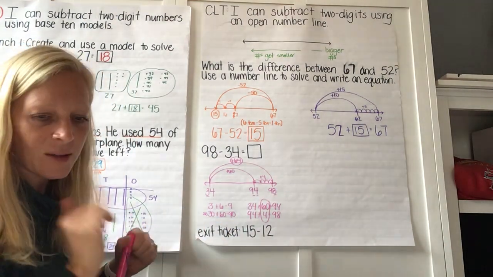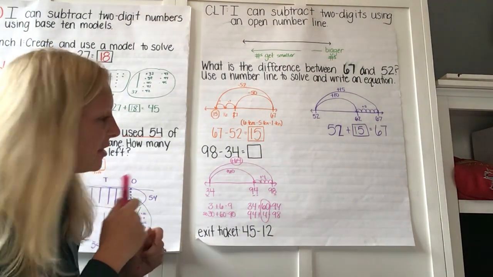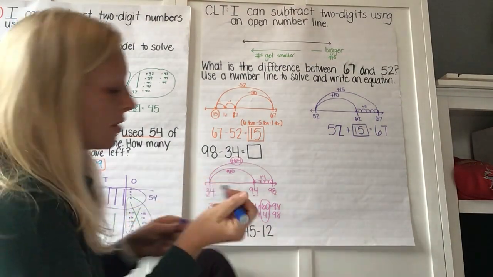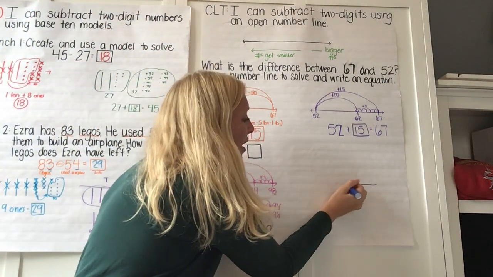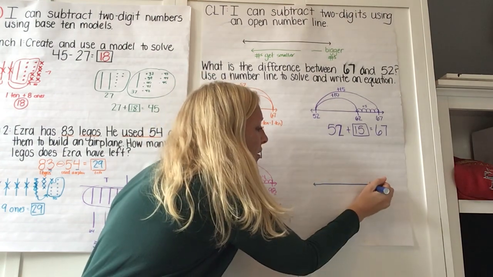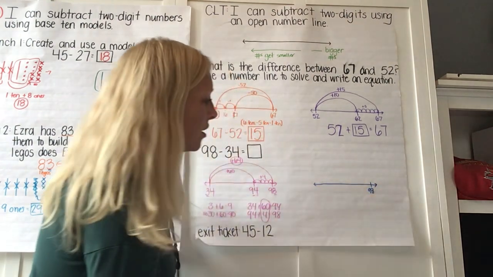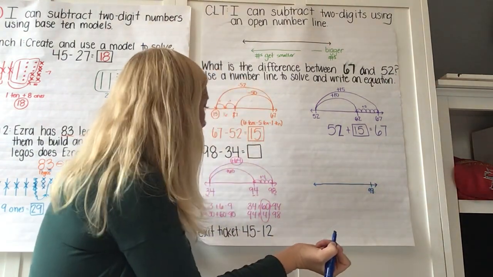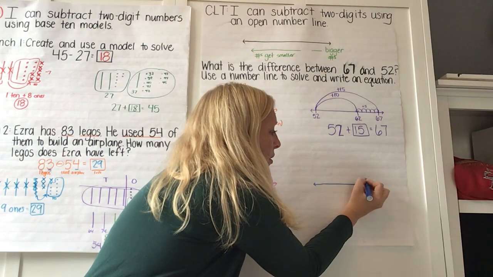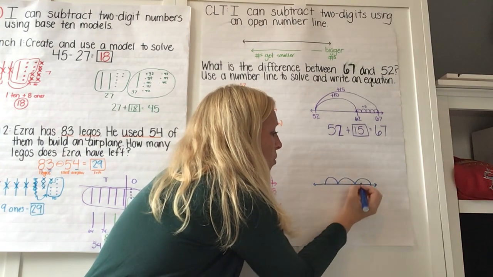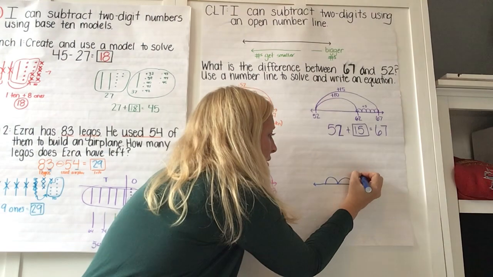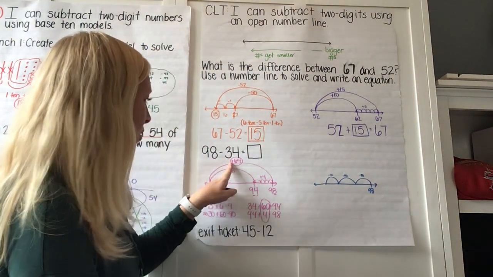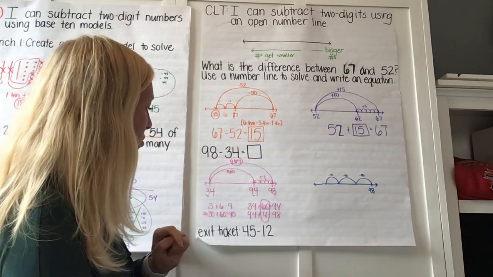All right, I'm seeing some wiggle waggles. You solved it a different way though, friend. How did you solve it? Okay, you started at 98. Okay, and then what did you do? You took away 10, 20, 30. And why 3 jumps of 10? Because you're taking away 34. Okay, so that's the equation you use to help you.